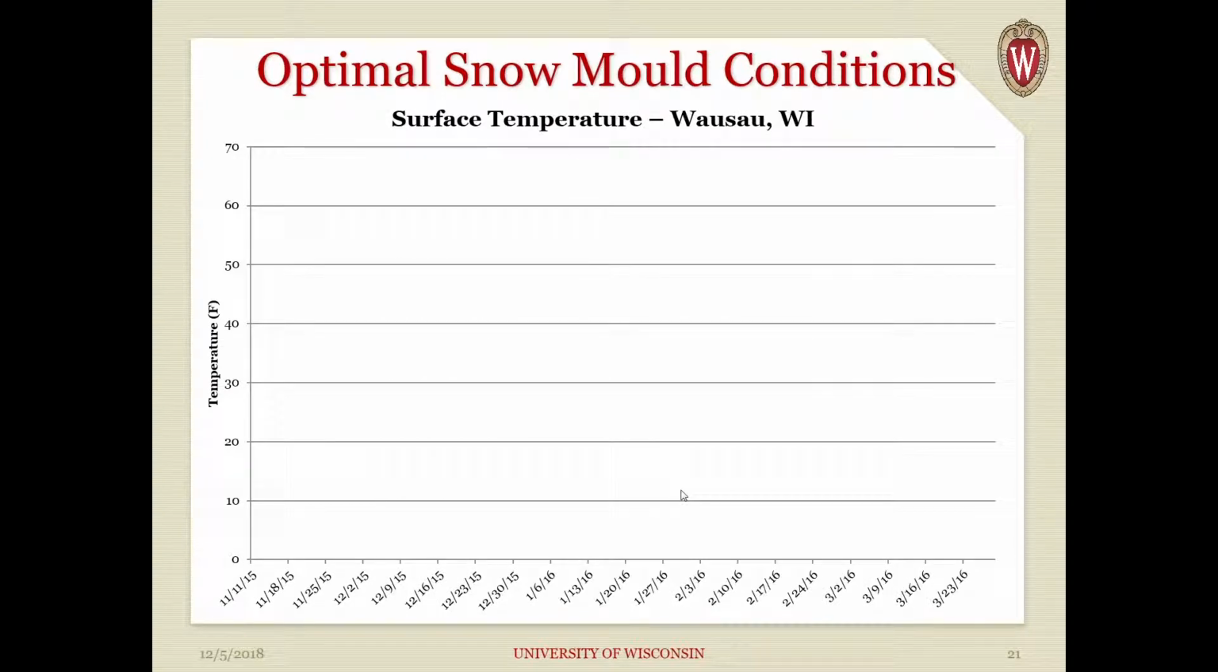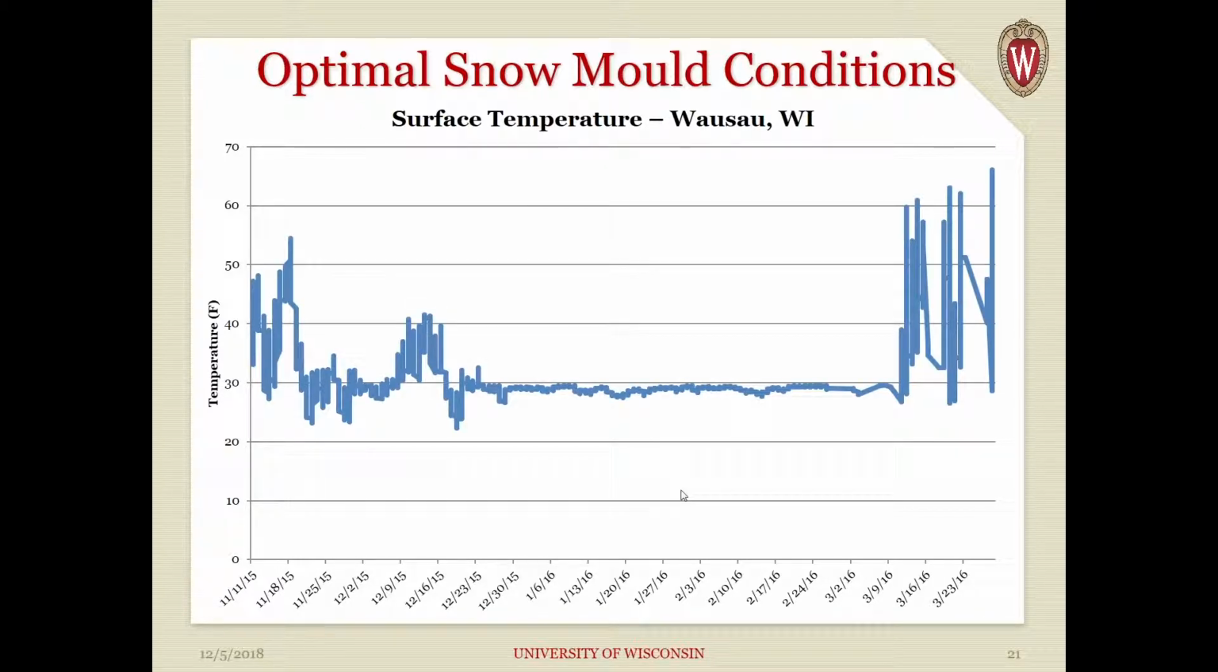To illustrate this point, I'm going to show you the surface temperature results that we measured at two of our snow mold testing sites. One in central Wisconsin in Wausau that gets tremendous snow mold every year, and then the other one from Madison, where I've already said we get very, very little snow mold most years. So here we have the surface temperature throughout the winter of 2015 and 2016, and you can see very, very clearly where the snow cover falls, right?